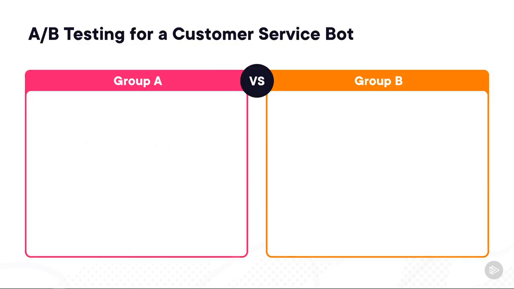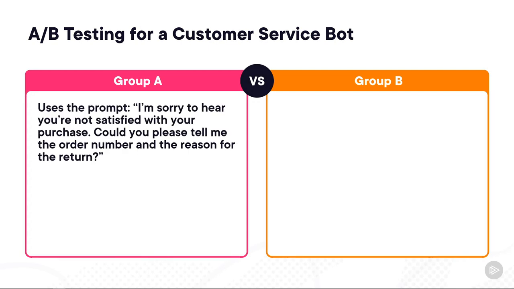You can also do A/B testing, where you basically split your users into two groups, A and B. Each group is going to get a different prompt, and here we're using an example of a customer service chatbot that's interacting with customers. So Group A would get the prompt, "I'm sorry to hear you're not satisfied with your purchase. Could you please tell me the order number and the reason for the return?"